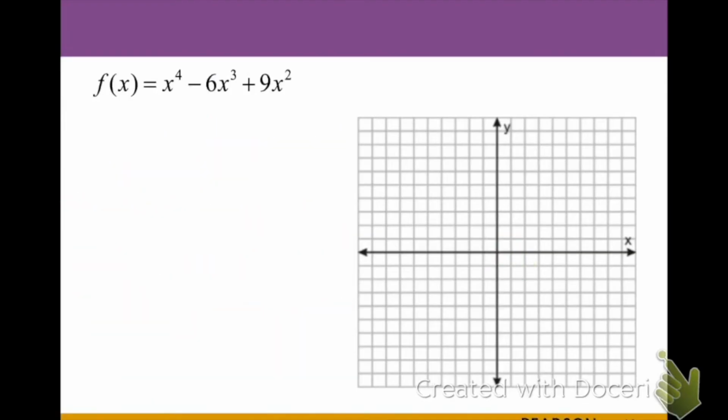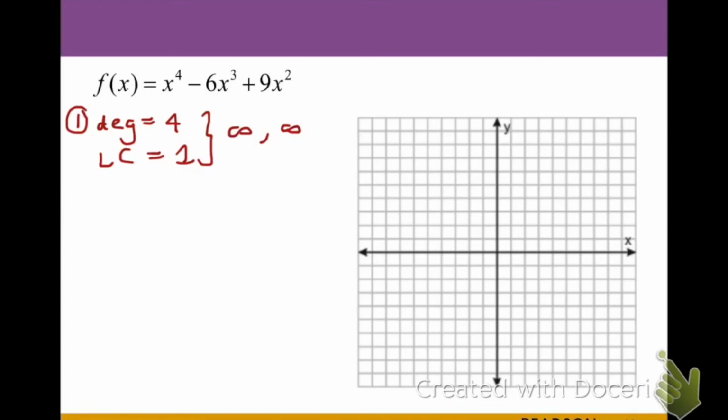Our next polynomial we're going to look at is x to the 4th minus 6x cubed plus 9x squared. Using the leading coefficient test, we again have an even degree, because it's 4, with a leading coefficient of +1. Since it is even, it's going to do the same behavior on both sides, and since it's positive, this is going to be a rise, or positive infinity.